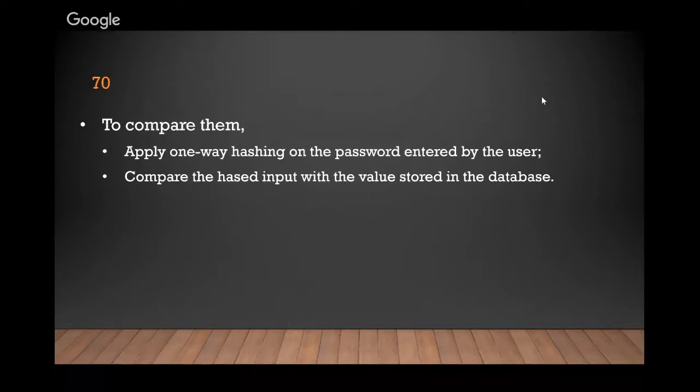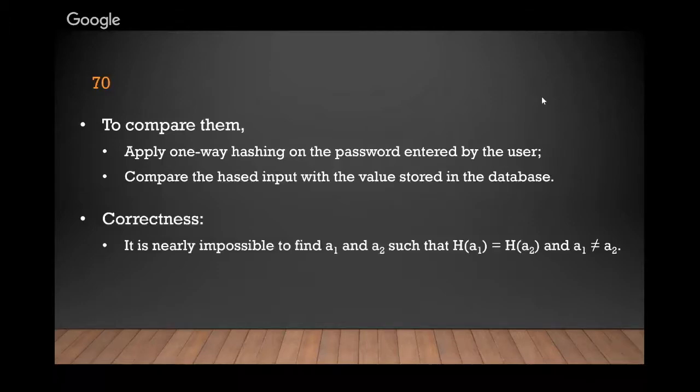To compare them, we need to apply the one-way hashing on the password entered by the user again, and compare these two hashed results, the results of the one-way hashing function. To prove the correctness of this algorithm: according to the first property, it's nearly impossible to find A1 and A2 such that H(A1) and H(A2) are the same if A1 and A2 are different. In other words, if H(A1) and H(A2) are the same, that means A1 and A2 are also the same.